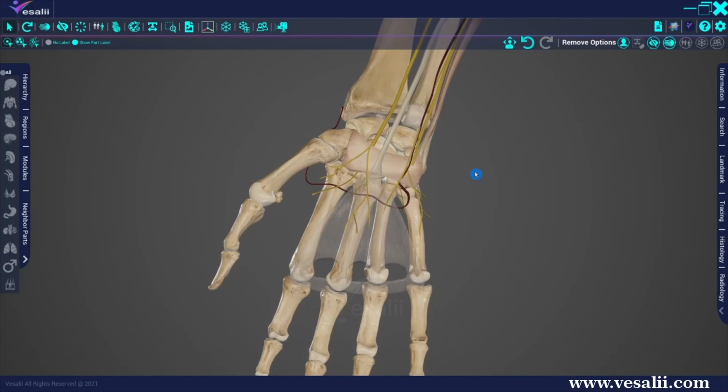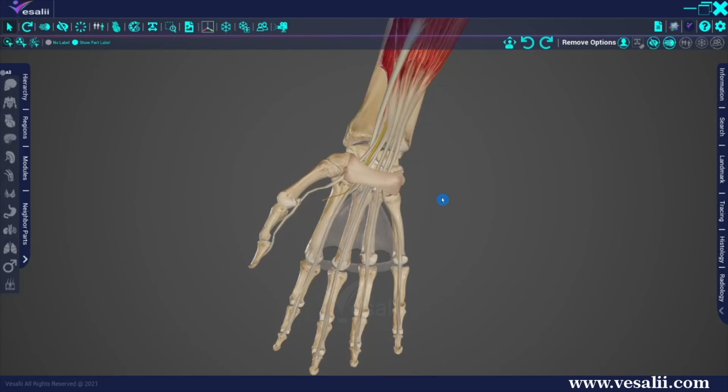The structures that pass superficial to the flexor retinaculum from medial to lateral are the tendon of flexor carpi ulnaris, which ends on the pisiform bone, and so does not cross the flexor retinaculum, the ulnar nerve, the ulnar artery, which lies lateral to the ulnar nerve, the palmar cutaneous branch of the ulnar nerve, the tendon of palmaris longus, which passes to insert into the flexor retinaculum and the palmar aponeurosis, and finally the palmar cutaneous branch of the median nerve.